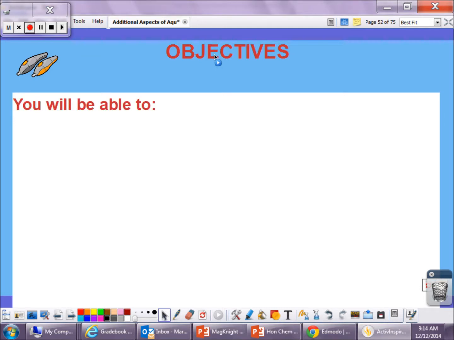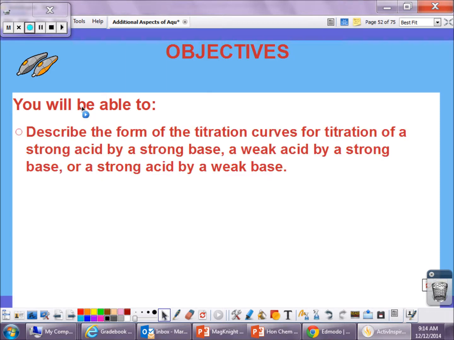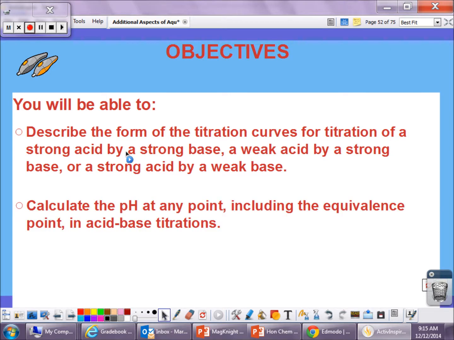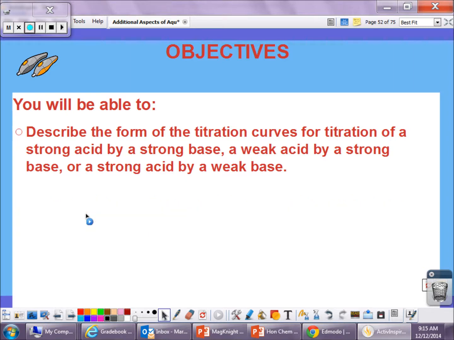exam, AP exam. You will have multiple choice. You can have responses on this topic. So listen carefully. You will be able to describe the form of the titration curves for titration of a strong acid by a strong base, a weak acid by a strong base, or a strong acid by a weak base. You should be able to calculate the pH at any point, including the equivalence point, in an acid-base titration.